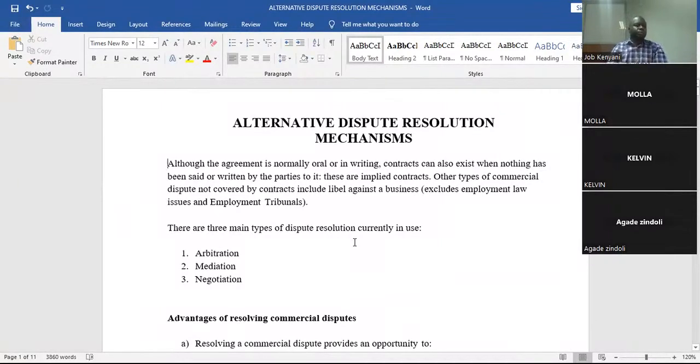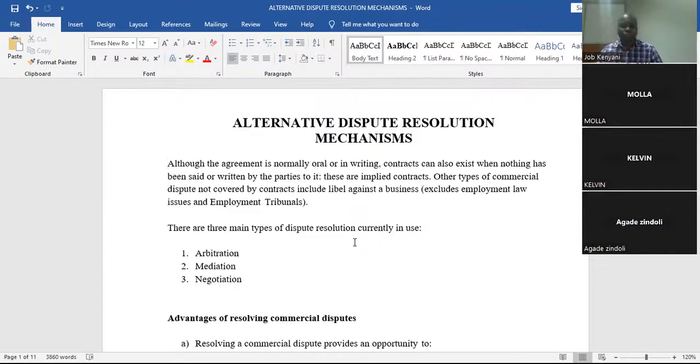So these are alternative dispute resolution mechanisms. Sometimes there are solutions to resolving what we call commercial disputes. Commercial disputes could involve commercial transactions, for example, contracts. Companies have entered into contracts, but of course, a dispute has arisen, so they have to resolve it. They can resolve it by simply opting for the alternative dispute resolution mechanisms.